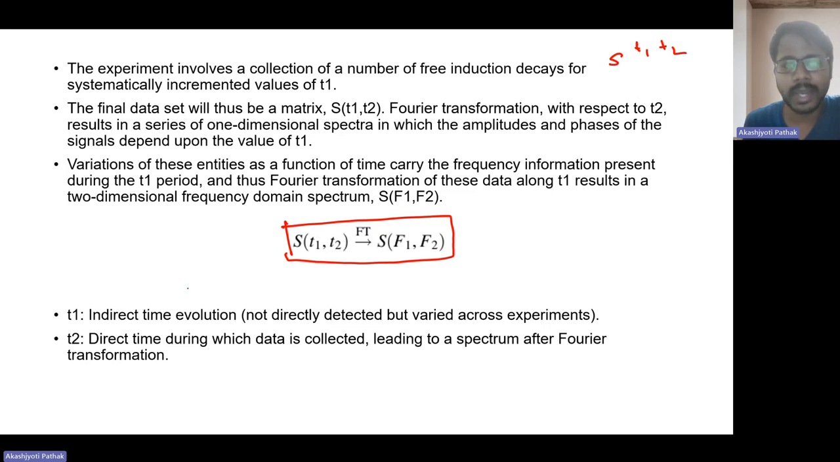So in this T1 time period, you are giving different pulse sequences and this XY magnetization will take place. Then in the T2 time period, that is the detection period, right? T2 is the detection period, so that is the direct time during which the data is collected, leading to a spectrum after Fourier transformation. So during this detection time, we do the Fourier transform, and then we get the signal.